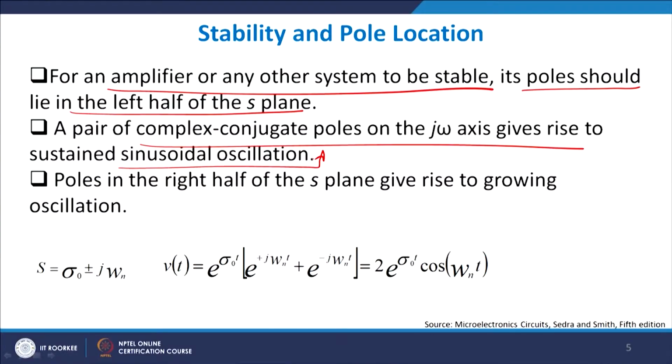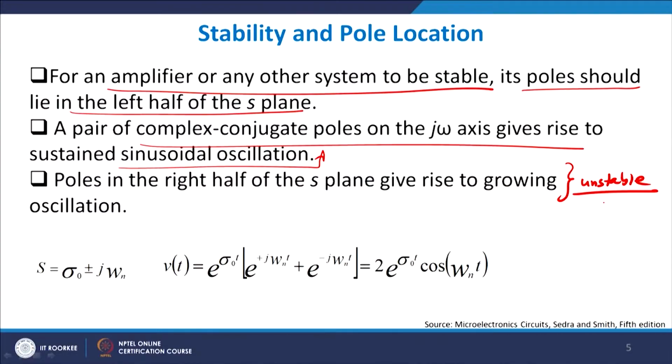As I discussed with you earlier also, a pair of complex conjugate poles on the j omega axis will give you sustained oscillations, right. Now poles on the right hand side will always give you oscillations which are growing with respect to time. So, this will primarily be an unstable design for any oscillator, or for that matter an amplifier. The reason being, on the right hand side the output will always be gaining with respect to time, and therefore it will be a never ending process as far as this is concerned.